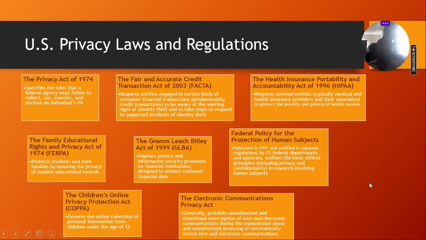Okay, the U.S. privacy laws and regulations. The U.S. has different privacy laws that regulate. For example, in 1974, they have what we call the Privacy Act of 1974. This act specifies the rules that a federal agency must follow to collect, use, transfer, and disclose an individual's personally identifiable information. So it's not like you just collect any U.S. citizen's data without the federal agency being carried along.